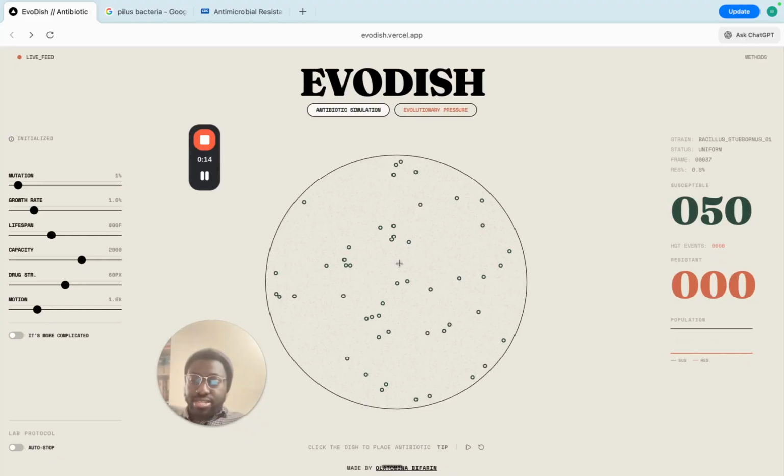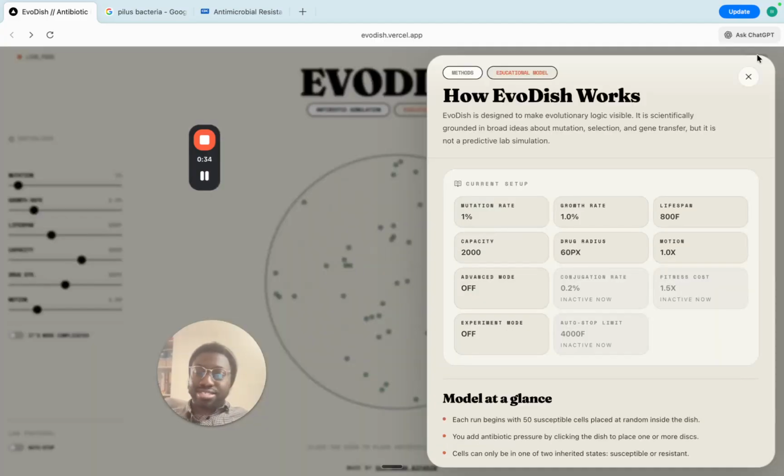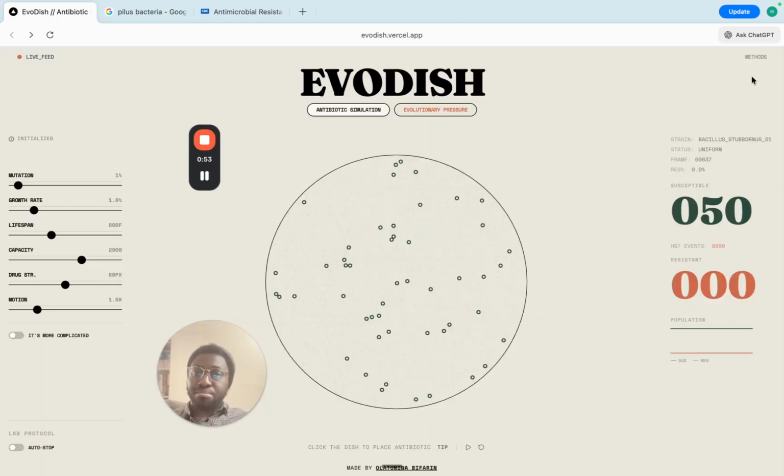This is one of my latest creative coding projects, and I figured I should do something that is educational. This is around an antibiotic resistance simulation, simulating the evolutionary pressure. Essentially it's designed to make some evolutionary logic visible. It's grounded in ideas like mutation, selection, gene transfer, and so on. But this is not meant to be an accurate prediction lab simulation.